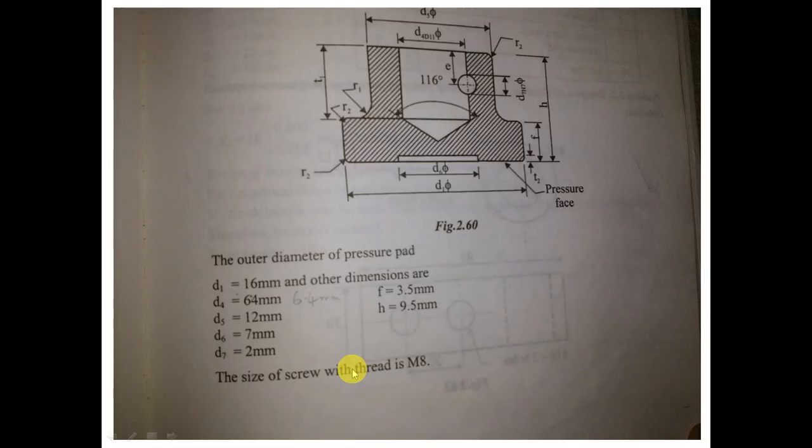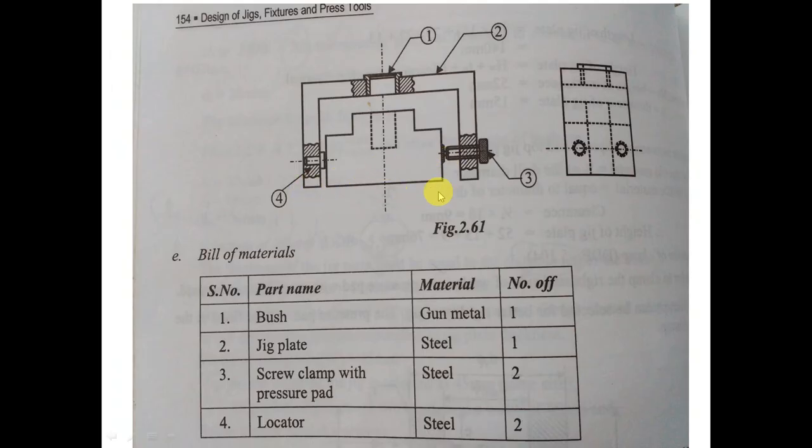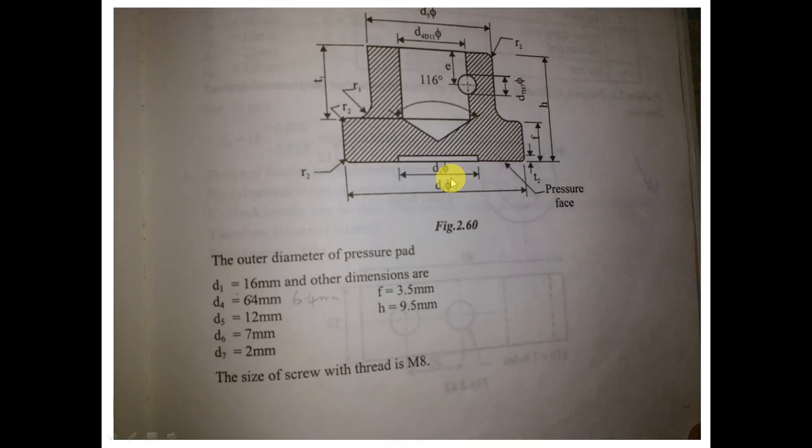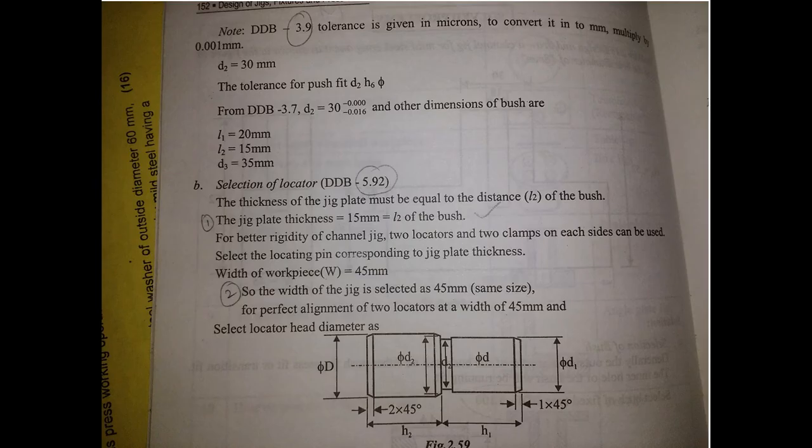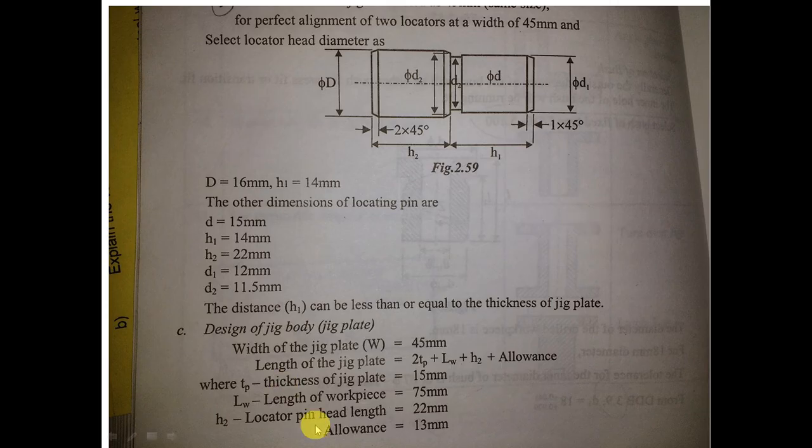So the length of the jig plate, the entire length of the jig plate must be TP, that is thickness of one plate, thickness of the second plate, right? Then you have the length of the workpiece, and also this value, that is the head of the locator, plus clearance. That is what is given here. So length of the workpiece is equal to 2 times the thickness of the jig plate, length of the workpiece, height H2. This H2 we already found out from the design data book, from the locators page, and then plus allowance we have to give.